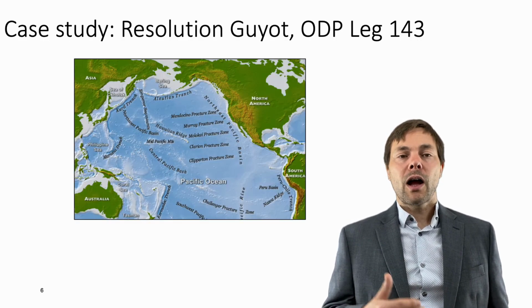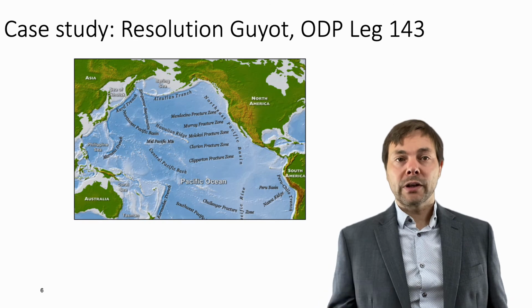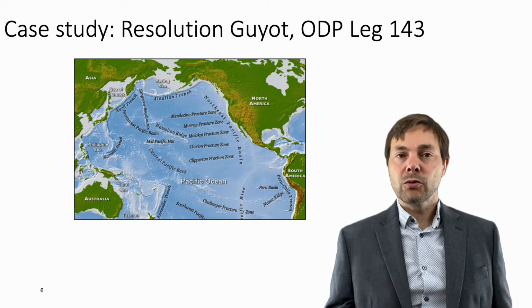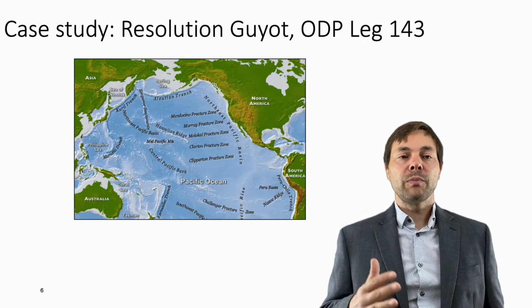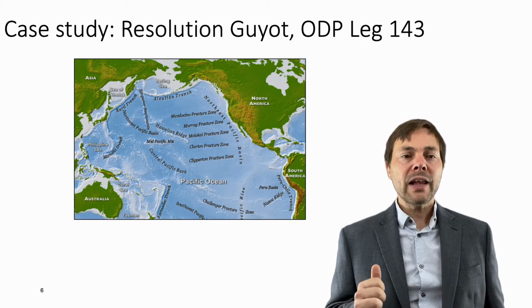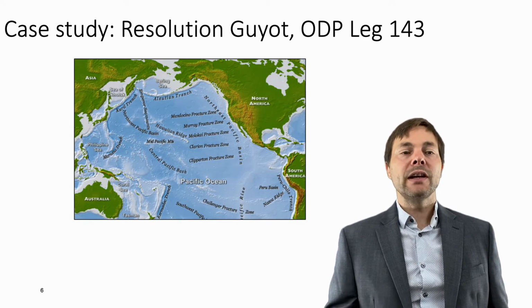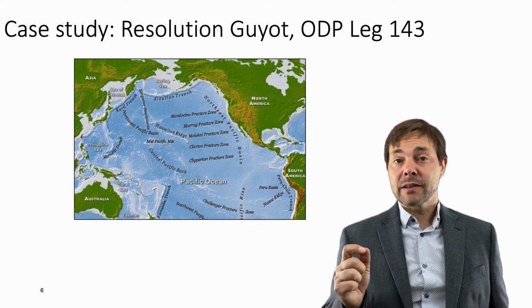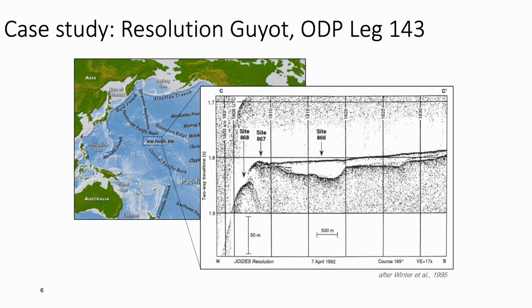So now I would like to introduce you to our third case study, which is the Resolution Guyot, ODP Leg 143. And what I find really exciting about Resolution Guyot is that it is completely isolated in the middle of the Pacific Ocean. It's a very simple Cretaceous carbonate buildup, right? It's composed of rudists and some sponges, a few corals, very classical carbonate for this time period, very similar to reservoirs in the Middle East.